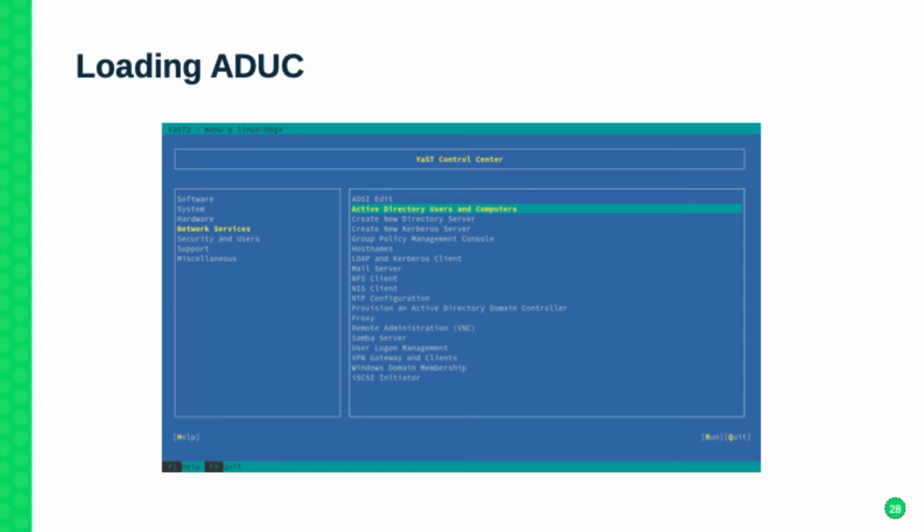So to load ADUC, you open the YaST Control Center control panel and go to Network Services, and it'll prompt you for credentials when you open it. And if you have a kinit'd user, it will be listed in the drop-down. Otherwise, you can type a user, and you can use a UPN to choose the domain when you're logging in.